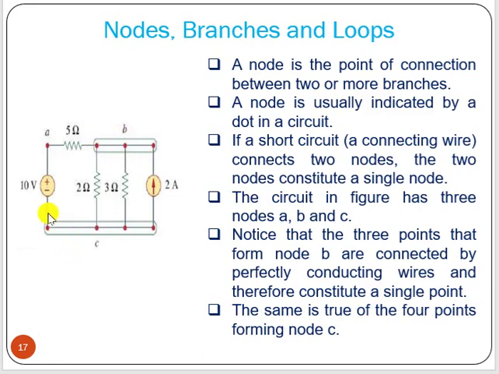Similarly here these four branches are connected at a single point and in between there is no circuit element. So all these together we can consider as a node C. These are connected by connecting wires. Okay, so in this circuit we have three nodes A, B, C.